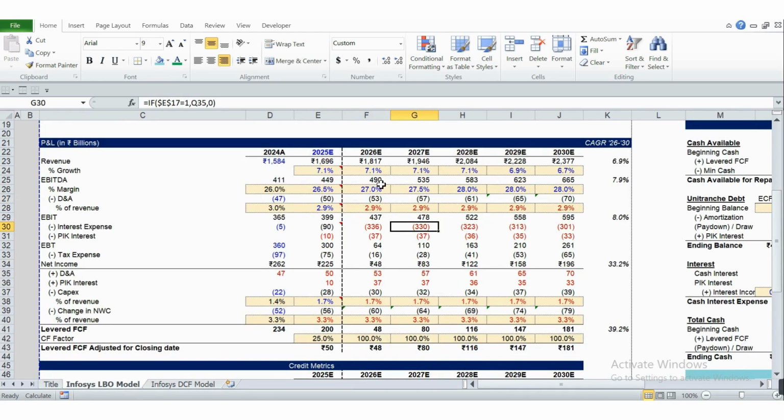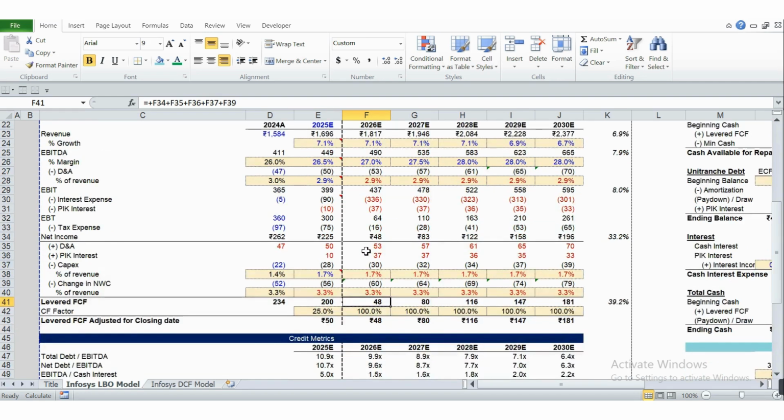Herein you will be seeing the complete buildup of revenue, EBITDA, EBIT, net income, and from there we will be going on to levered FCF. Mostly we will also be discussing the changes, how the P&L statement of the DCF differs from this LBO model, what the additions are, like PIK interest, and how we come up with levered FCF, whereas in DCF we were talking about unlevered FCF.